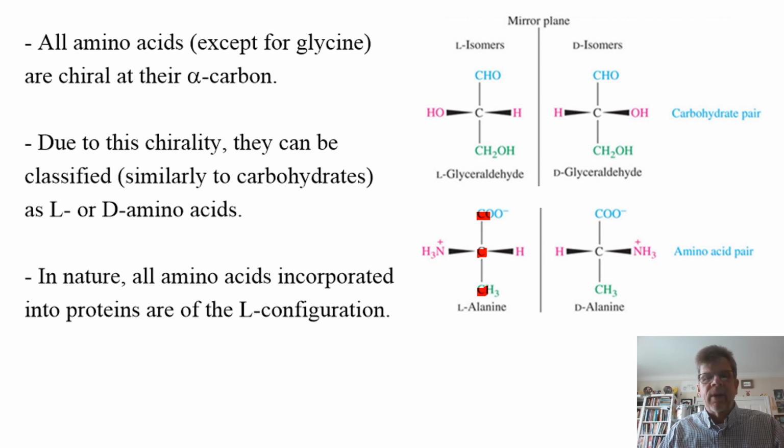Very similar to monosaccharides, when we have the Fischer projection of an amino acid, as we're shown here, we can categorize or classify them based upon which way the amino group points. If the amino group points to the left on this Fischer projection, it is the L amino acid. In this case, it would be L-alanine. If the amino group points to the right, in this case on this enantiomer, it is the D amino acid.